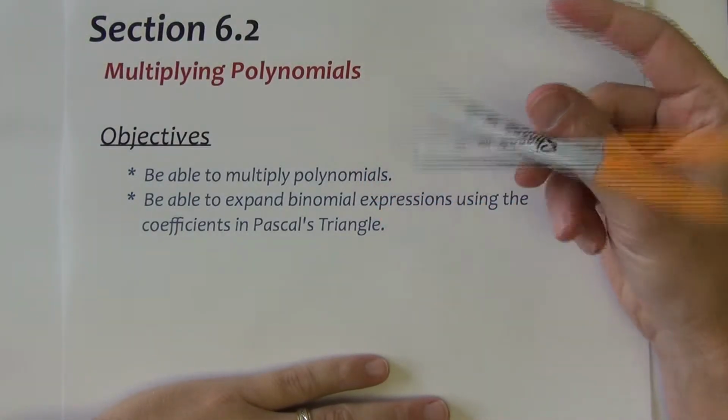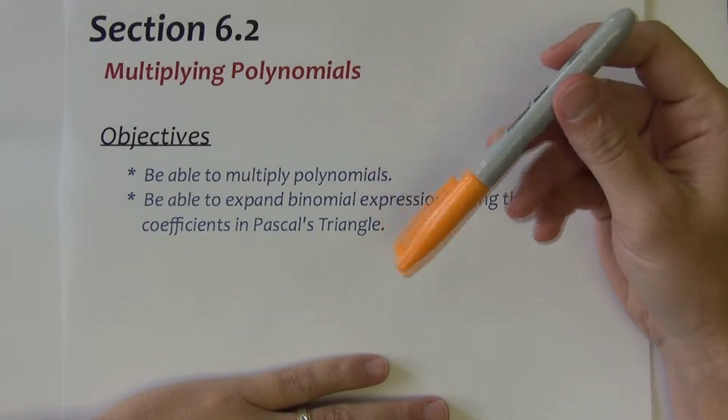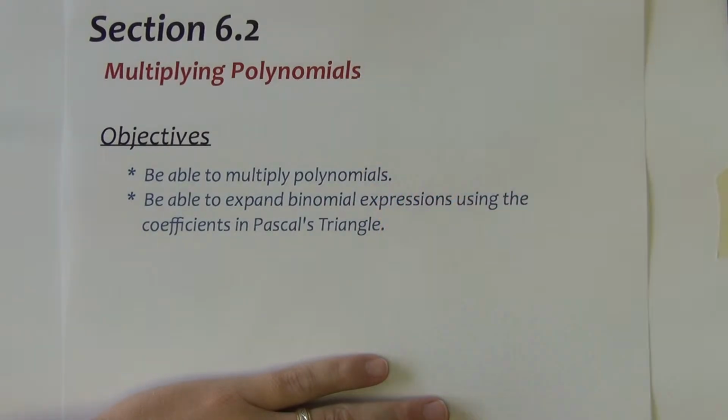Section 6.2 is titled Multiplying Polynomials. We'll look at how we multiply all types of polynomials, and then we'll look at a special case of how we expand binomials raised to powers, and we'll use kind of a trick in Pascal's Triangle to help us do that quicker.